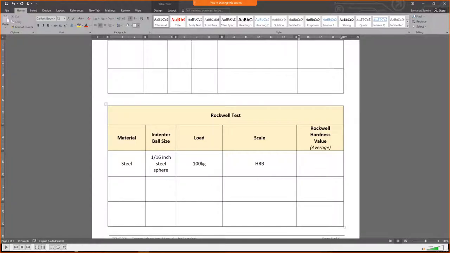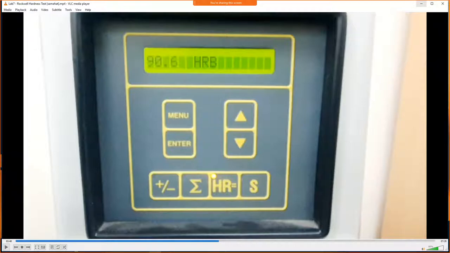And now the hardness value will be the average. The first value was around 88. I want you to give the exact value, maybe 88.7. The second value was 90.6, and dividing the sum by 2 will give you the average value, maybe 89 HRB. So I want you to write the average values here. It's very simple. In the same way you will do it for the aluminium and brass. So let's continue with aluminium and brass and also see how the indentation marks look on these.